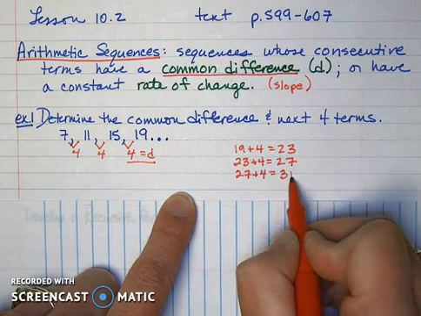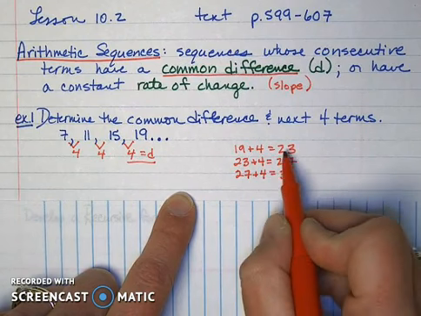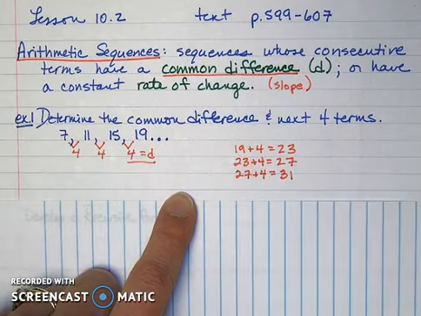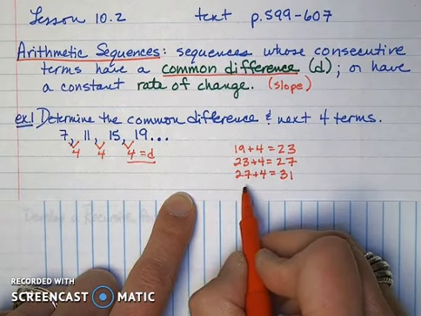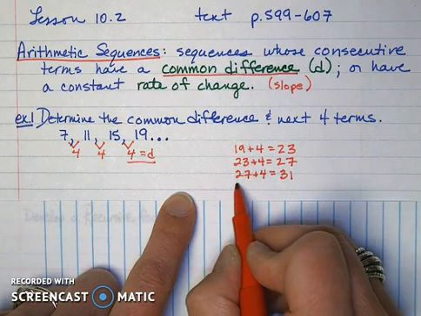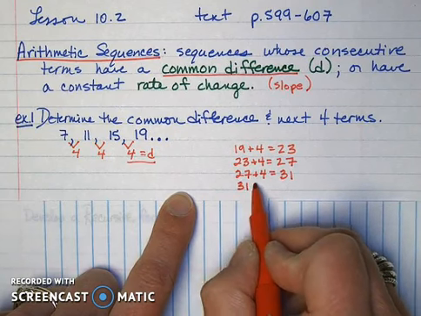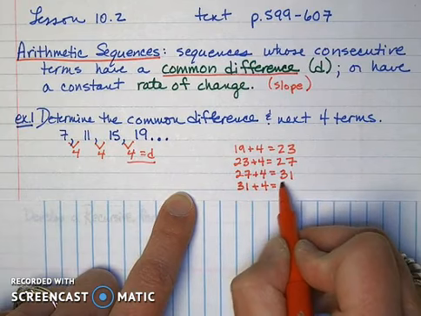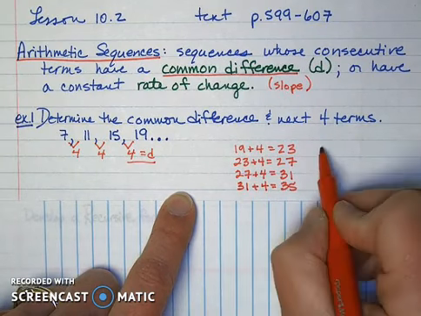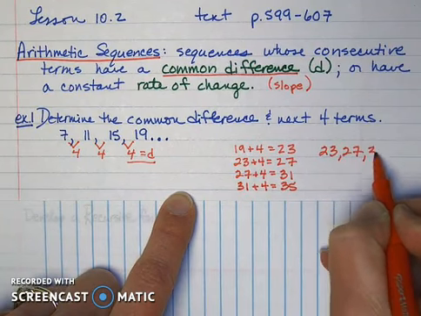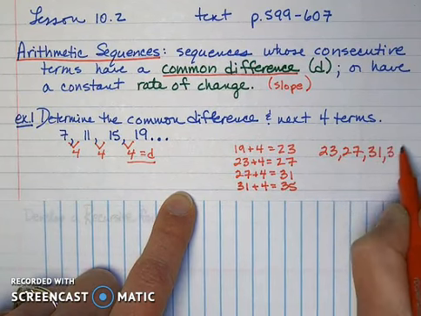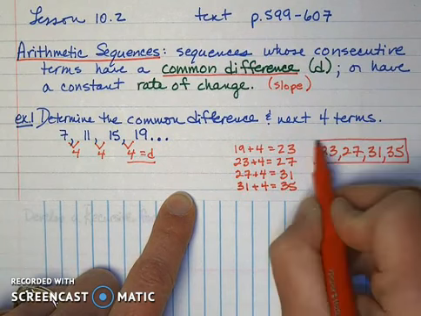If you notice, I'm using the previous term in the next term. We had a word for that in our previous section. You remember that in 10.1? Begins with an R. We'll talk about that in a second. 31 plus 4 gives me 35. So the next four terms are 23, 27, 31, and 35. And my D is 4.